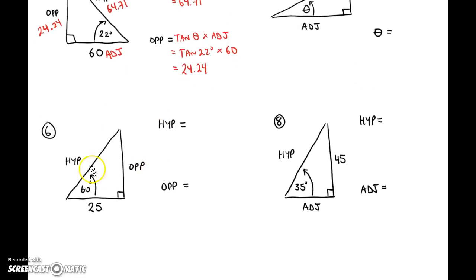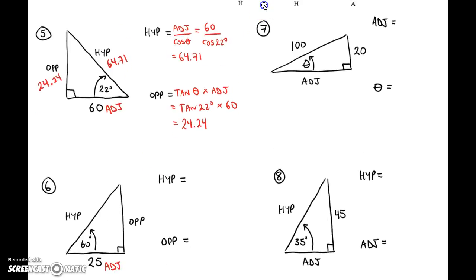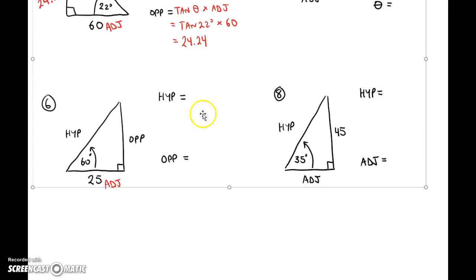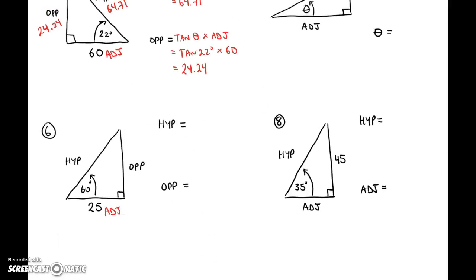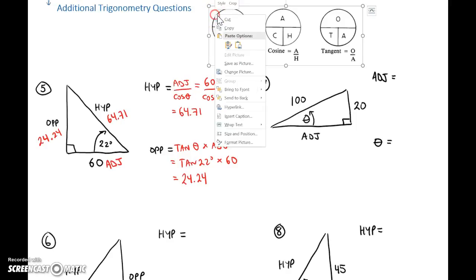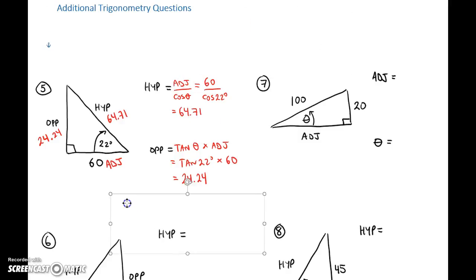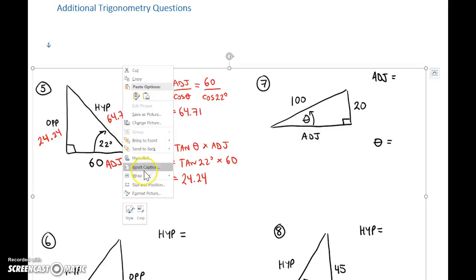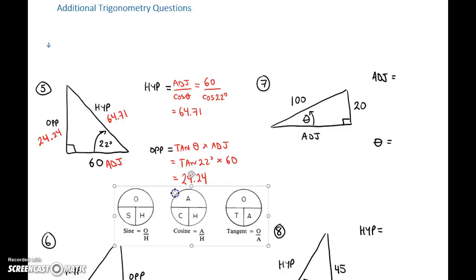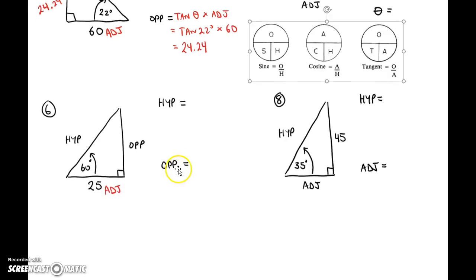Number 6, what do we got? We've got the angle, and the adjacent here of 25, and we're looking for the hypotenuse. Let's grab this and bring this down here so we can reference it. Beauty. Okay, now we're set up.